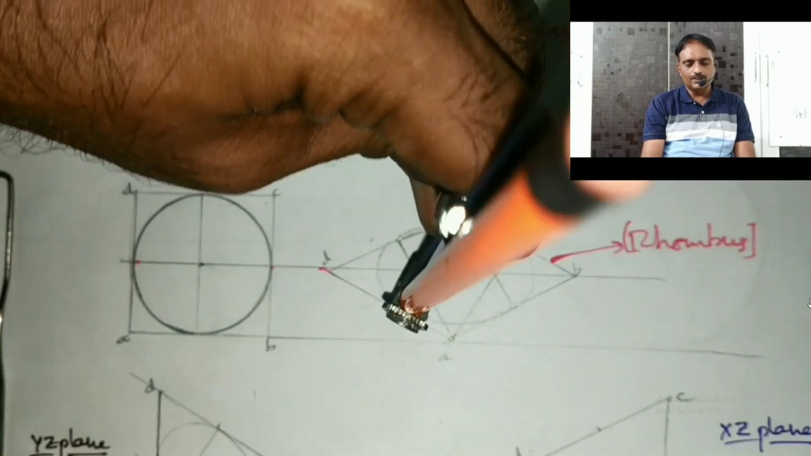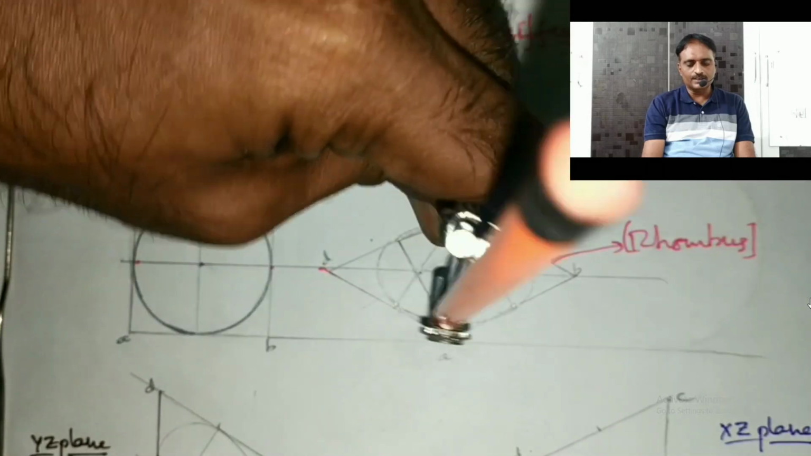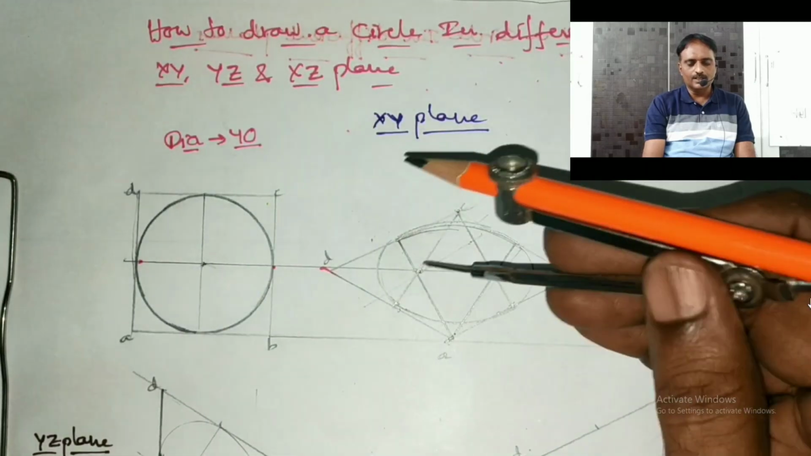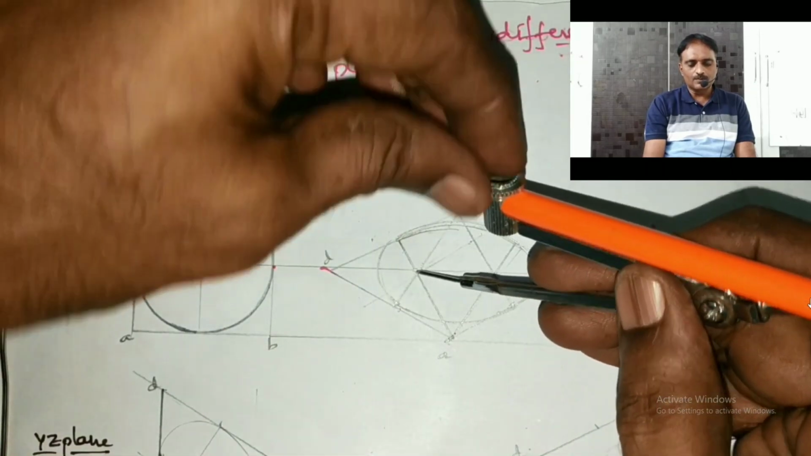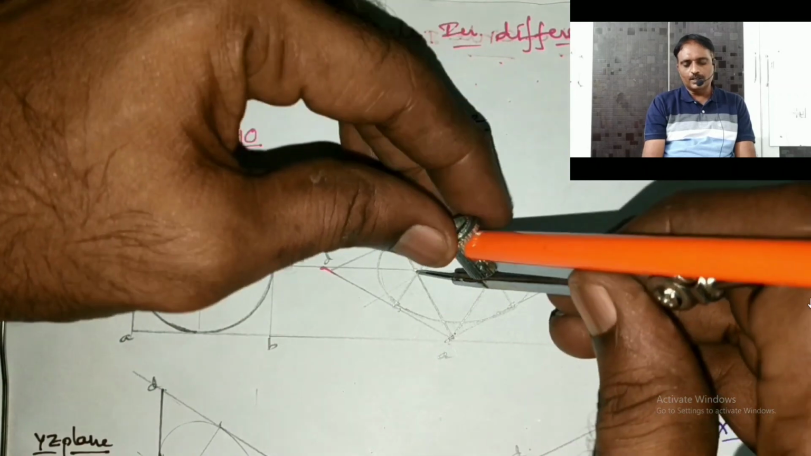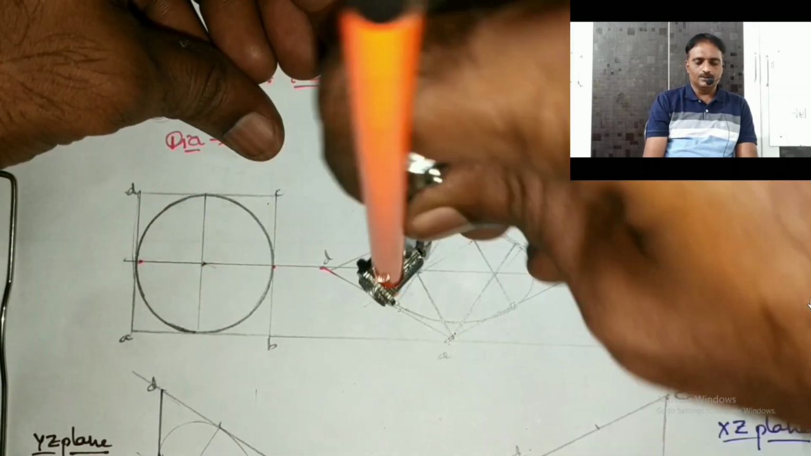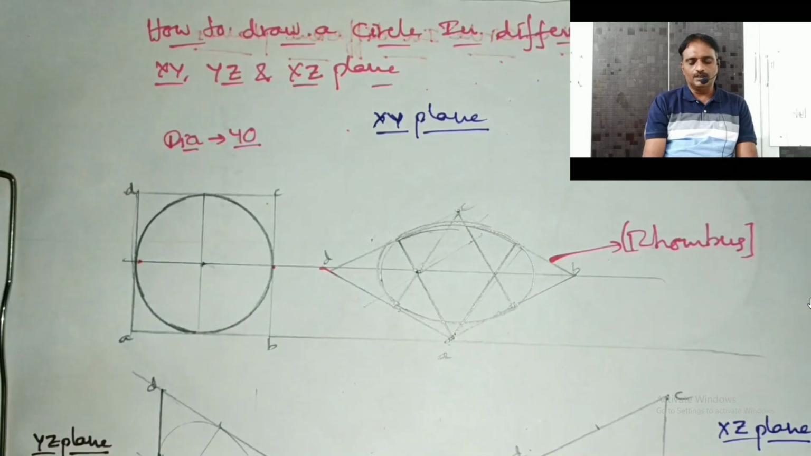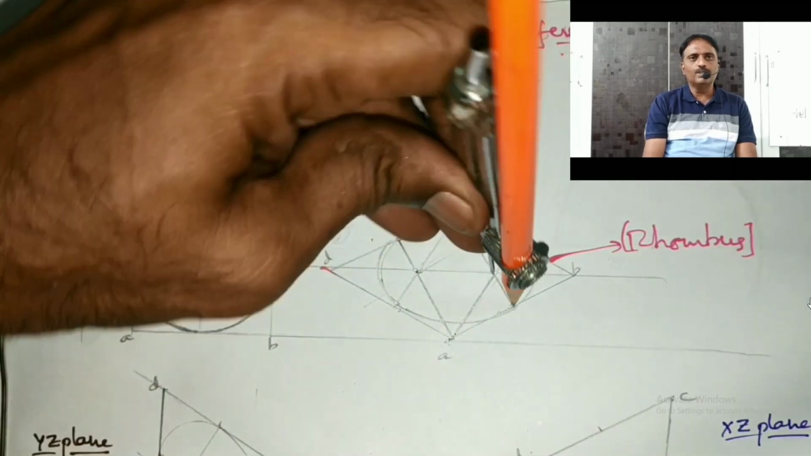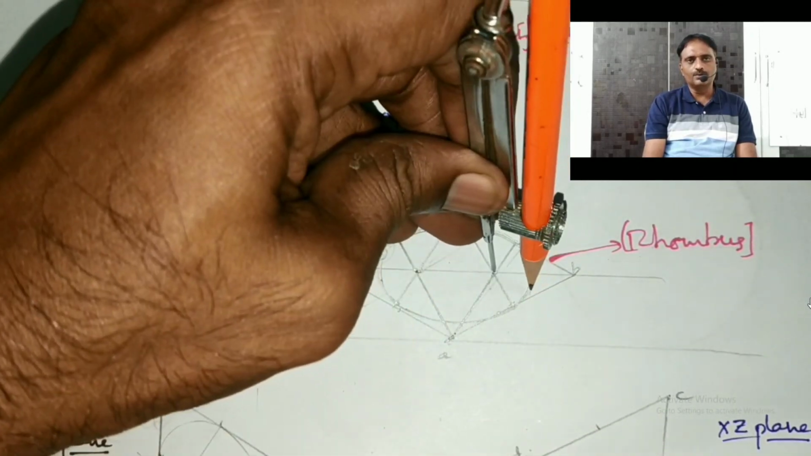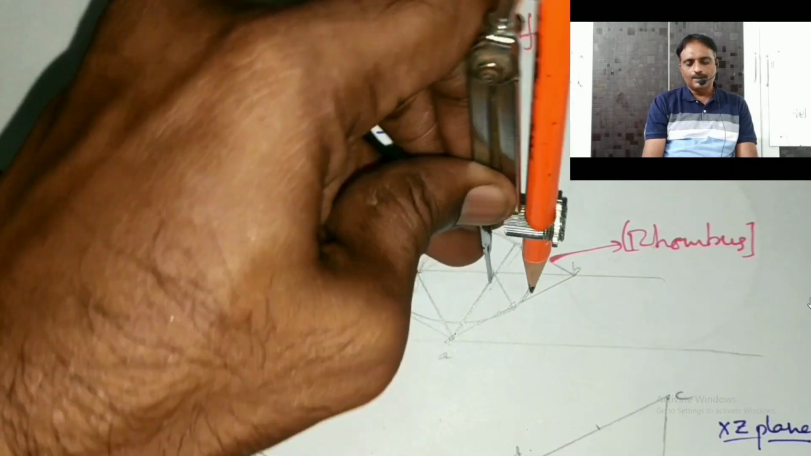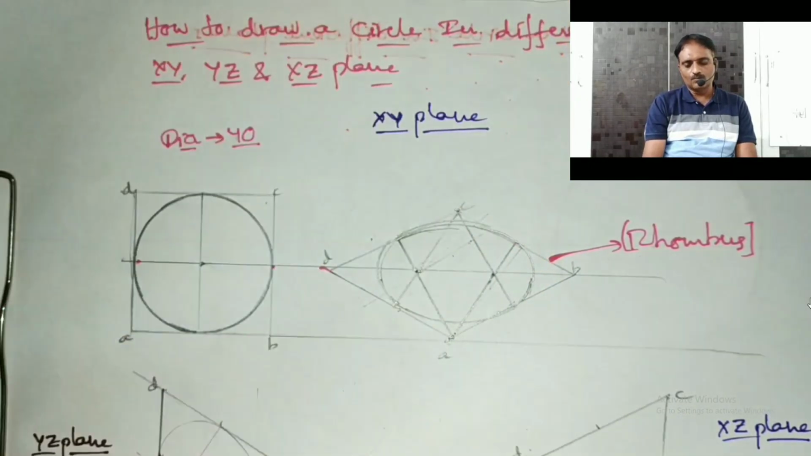next, with this common point as center and this small length as radius, construct the arc. Similarly, do the same onto the opposite side. So like that, this will complete the ellipse. Actually, we get an ellipse when the circle is viewed from the xy plane.